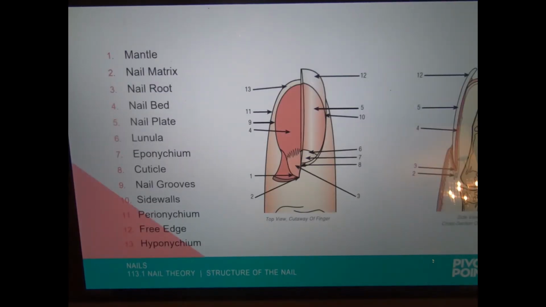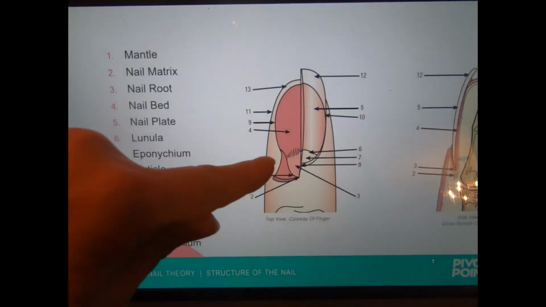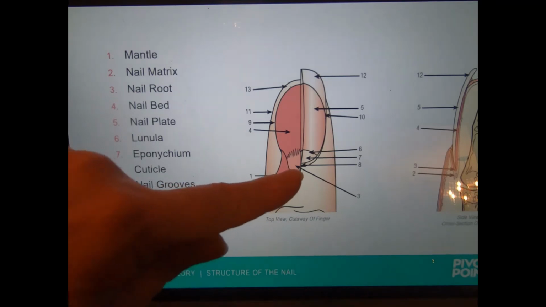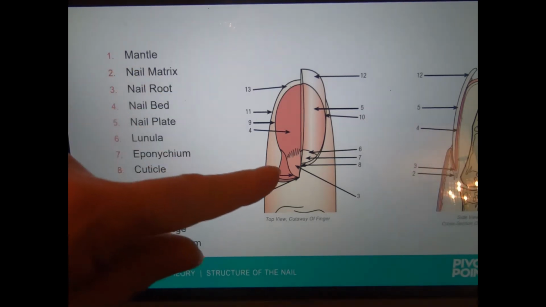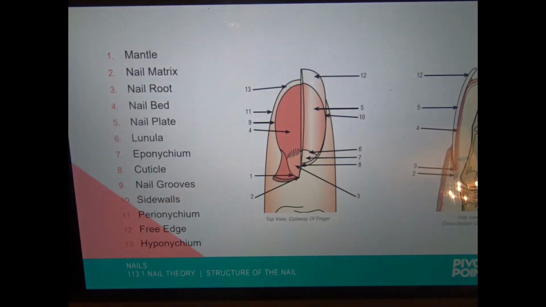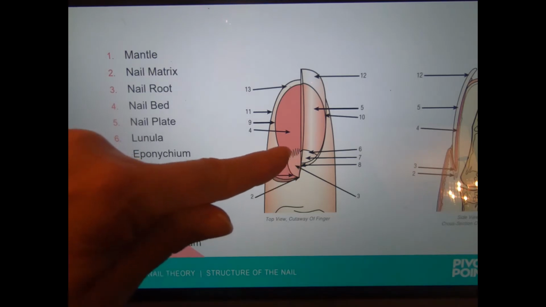Okay, here's the structure of the nail. So we have our mantle. Our mantle is just this flap of skin that covers up the structures underneath. Your nail matrix is underneath there, and that is the mother of the nail. So if your nail matrix is injured, your nail's either going to grow back distorted or not grow back at all. You've got your nail root, which is between the matrix and your nail plate.